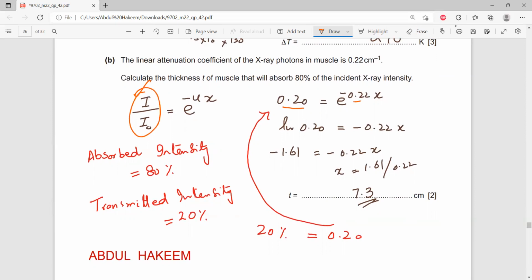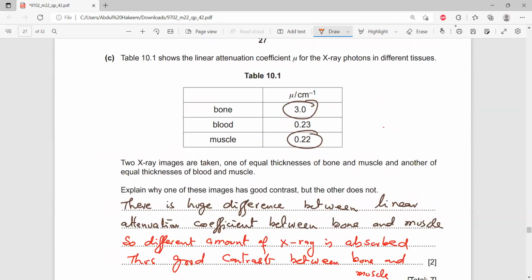And e to the power minus μx, where μ is given as 0.22, times x. Taking ln on both sides, ln 0.2 is minus 1.61, and then the minus cancels, so x is approximately 7.3. So do remember, you have to use 20% here because the transmitted intensity is 20%, and 80% is absorbed. So this is the question, this is part B. Move to the next.